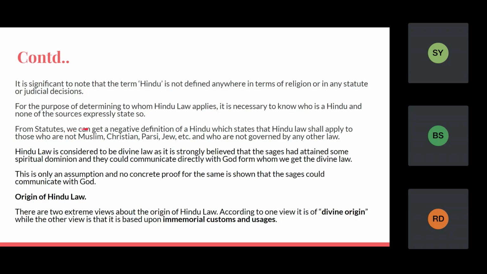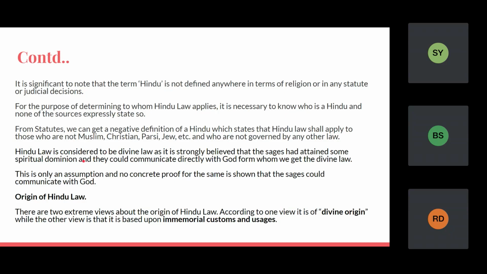From statutes, we can get a negative definition of a Hindu, which states that Hindu law shall apply to those who are not Muslims, Christians, Parsis, Jews, etc., and who are not governed by any other law. This is a very important sentence. Say some person is an atheist who does not believe in God. Even he comes under it. He is considered a Hindu here. They do not expressly say who is a Hindu. They have just said that whoever is not a Muslim, Christian, Parsi or Jew is a Hindu.